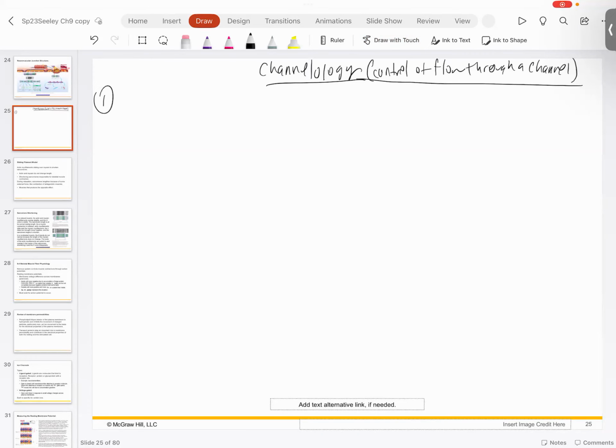So remember, a channel is a type of passive transport, right? And in passive transport, the one thing that we know is that the reason why it's passive is because passive transport is essentially the flow of molecules from an area of high concentration to an area of low concentration, right? That's true for all of them.